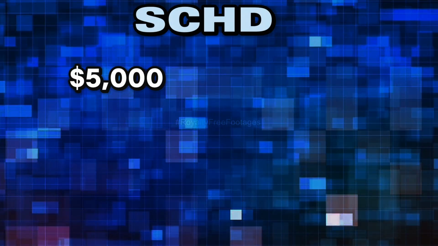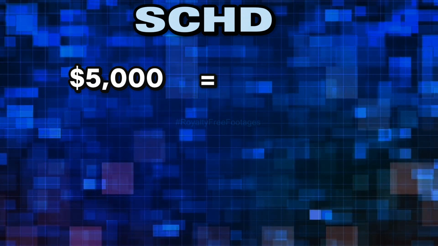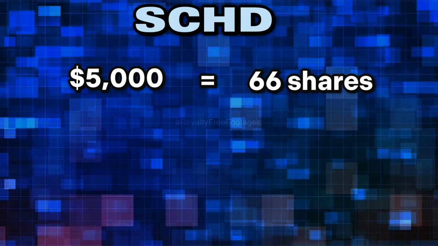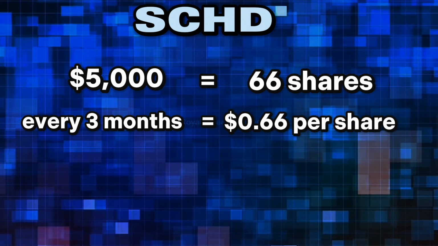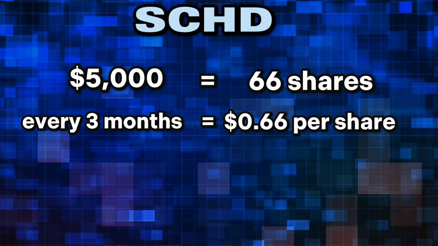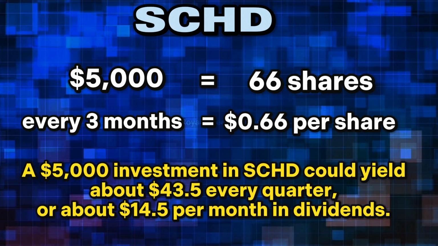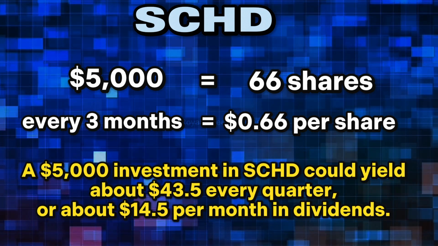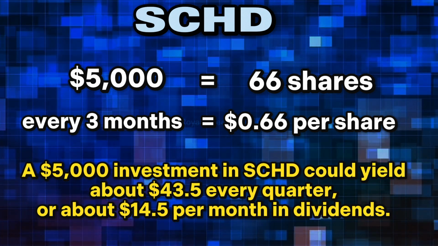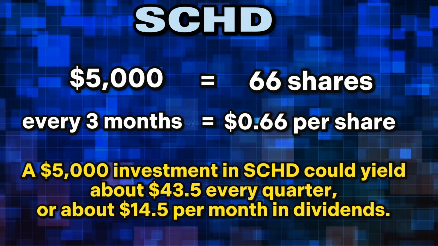First, let's look at SCHD. With $5,000, you'd get roughly 66 shares. SCHD pays dividends every 3 months at about $0.66 per share. So on average, a $5,000 investment in SCHD could yield about $43.50 every quarter, or about $14.5 per month in dividends. Now on to TSLY.